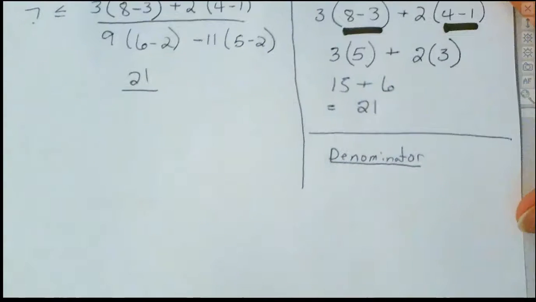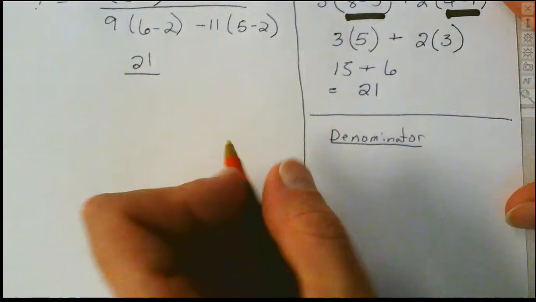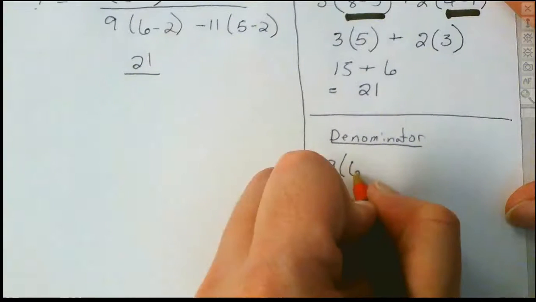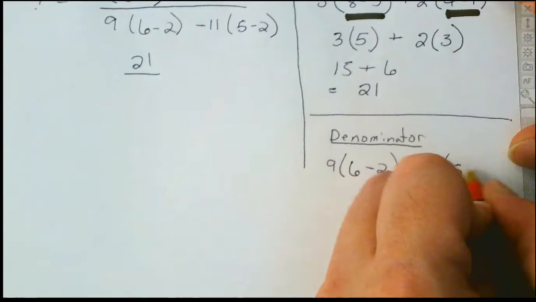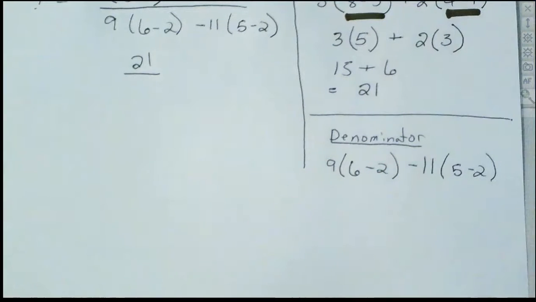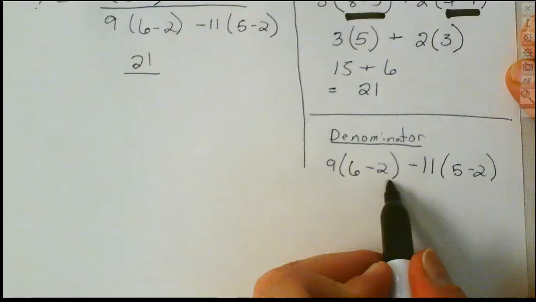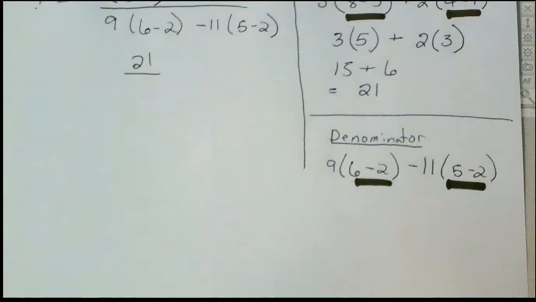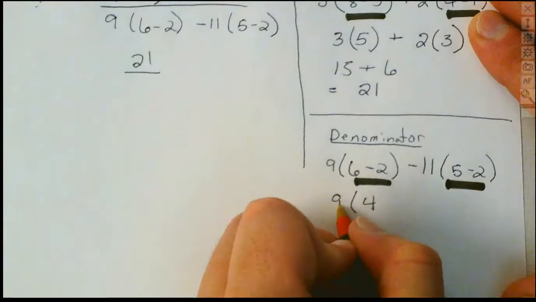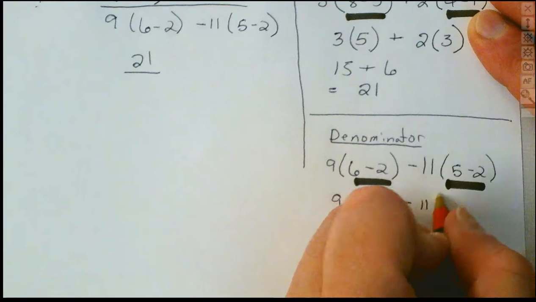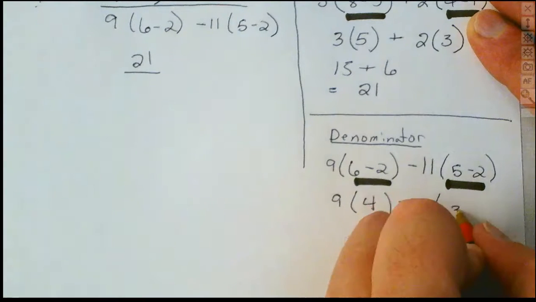So what do we have in the denominator? Well, in the denominator, we have 9 times (6 minus 2) minus 11 times (5 minus 2). Got to be careful with our signs here as well. Order of operations, parentheses are always done first. And what we have here is 6 minus 2, which is going to be a 4. And 5 minus 2 is a 3.